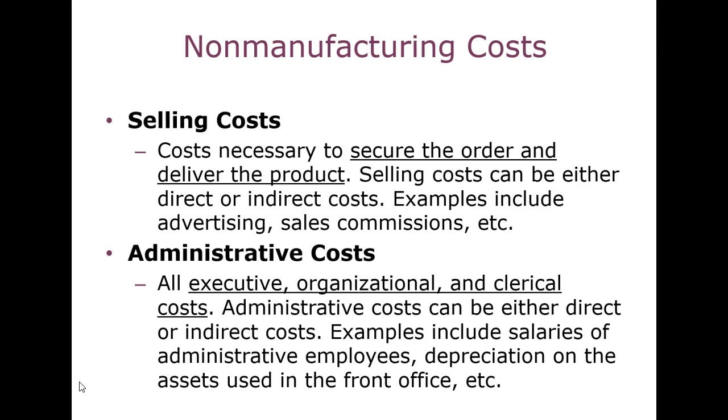Administrative costs. These are all executive, organizational, and clerical costs. Administrative costs also can be either direct or indirect. Examples include salaries of administrative employees, depreciation on the assets used in the front office, and other things. So non-manufacturing costs are the selling cost and the administrative cost.